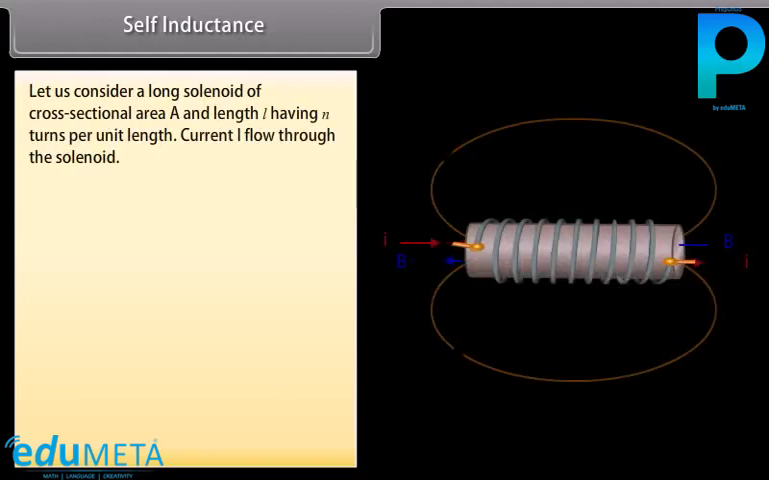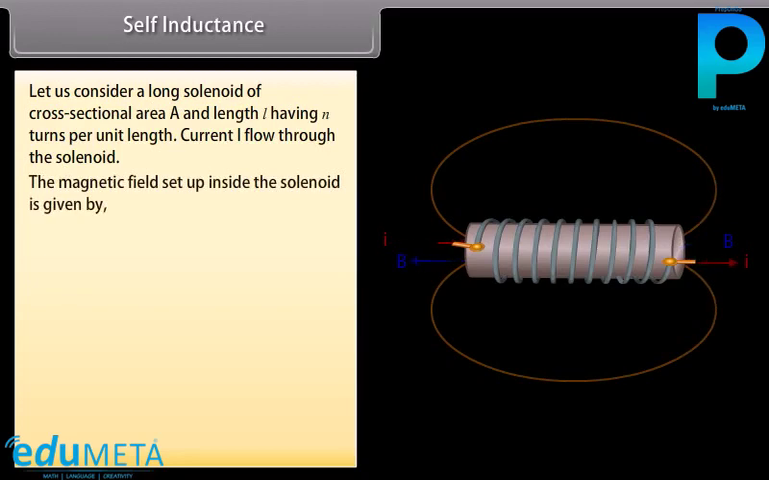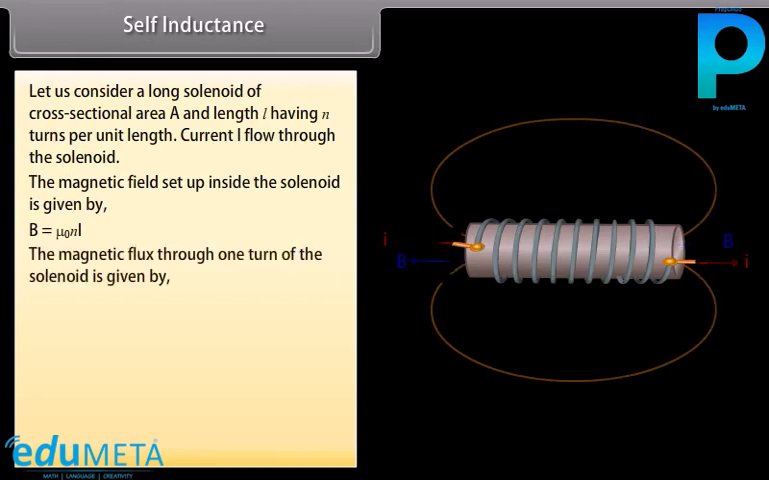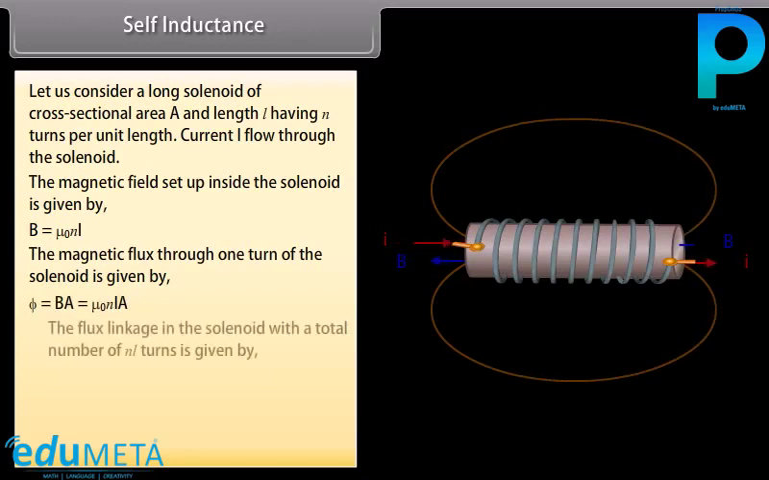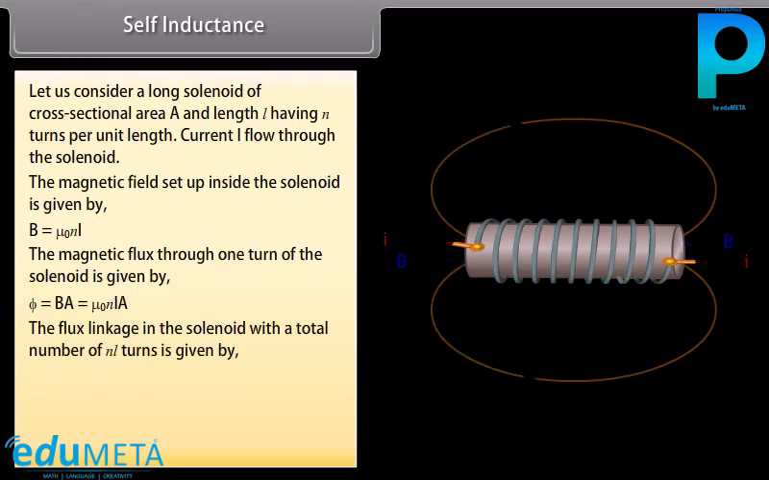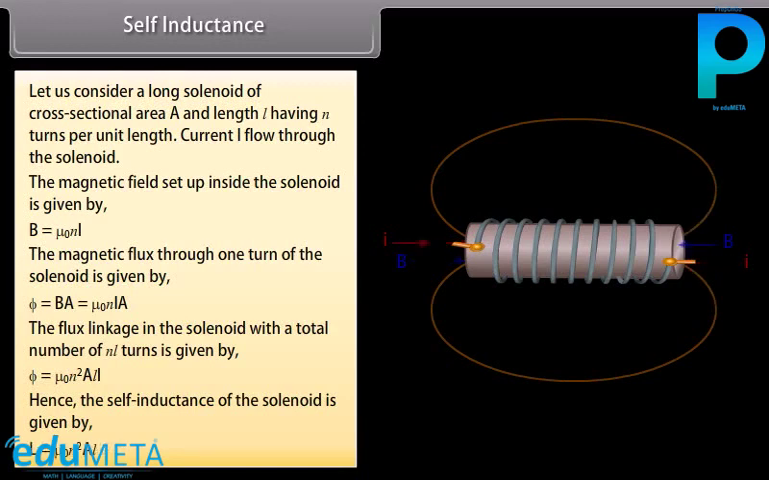Let us consider a long solenoid of cross-sectional area A and length L having N turns per unit length. Current I flows through the solenoid. The magnetic field set up inside the solenoid is given by the product of mu naught N and I. The magnetic flux through one turn of the solenoid is given by the product of mu naught N, I and A. The flux linkage in the solenoid with the total number of NL turns is given by mu naught N square A L I. Hence the self-inductance of the solenoid is given by mu naught N square A L.